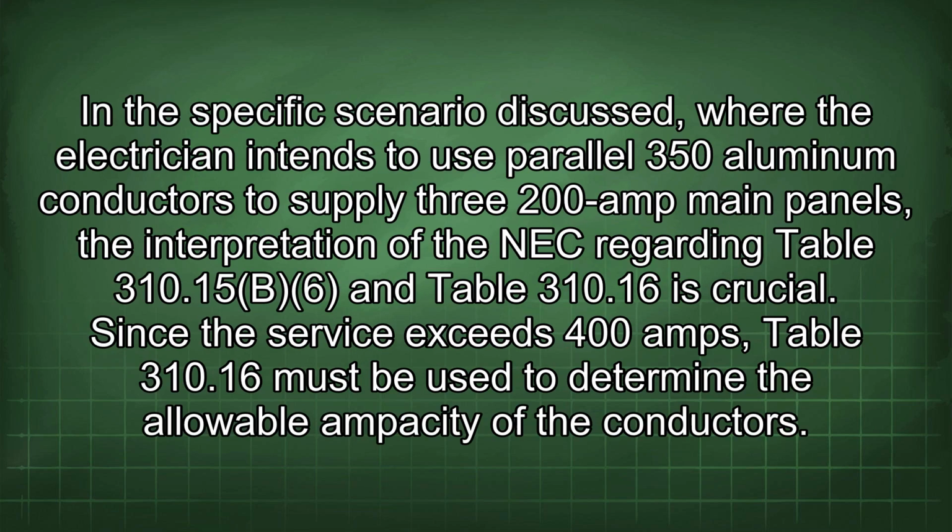In the specific scenario discussed, where the electrician intends to use parallel 350 aluminum conductors to supply three 200-amp main panels, the interpretation of the NEC regarding Table 310.15(B)(6) and Table 310.16 is crucial. Since the service exceeds 400 amps, Table 310.16 must be used to determine the allowable ampacity of the conductors.